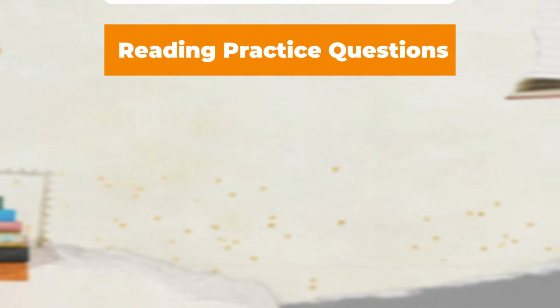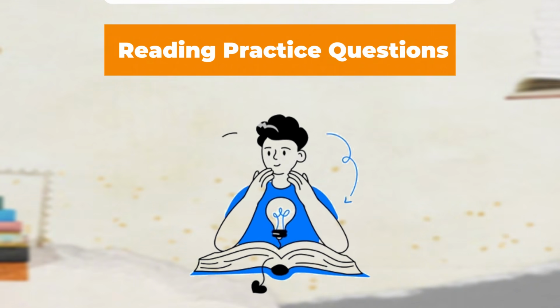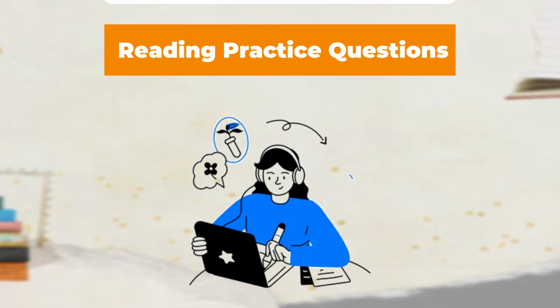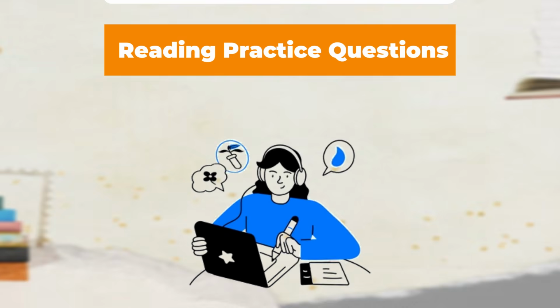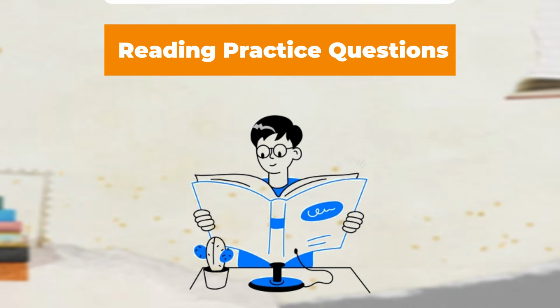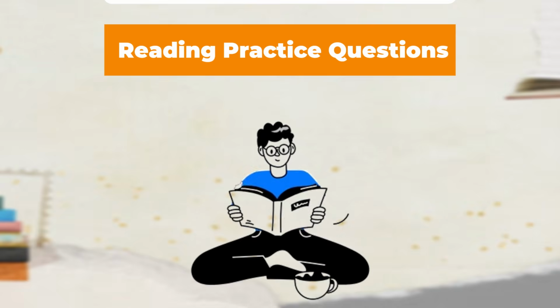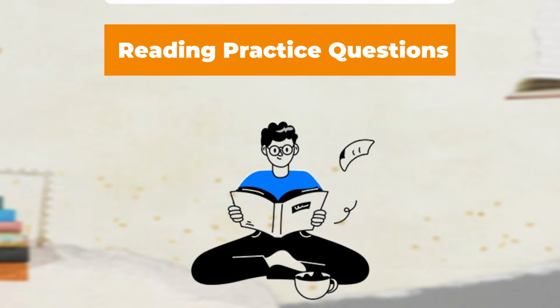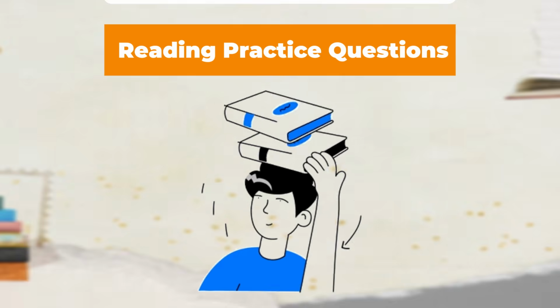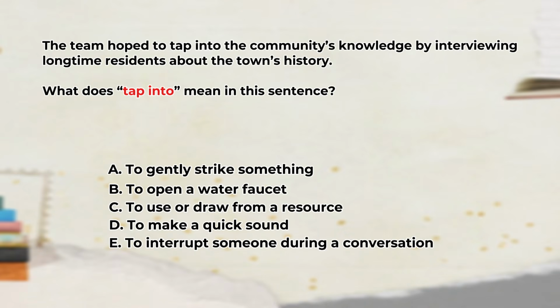Now let's continue to the reading test section. The reading section assesses comprehension, vocabulary, literary and informational texts, the ability to infer meaning from context, and many other skills. Let's start with a vocabulary and context question. This question asks about the meaning of the phrase tap into. The sentence says the team wanted to tap into the community's knowledge by interviewing longtime residents. Pause the video and choose the answer that best fits the sentence.